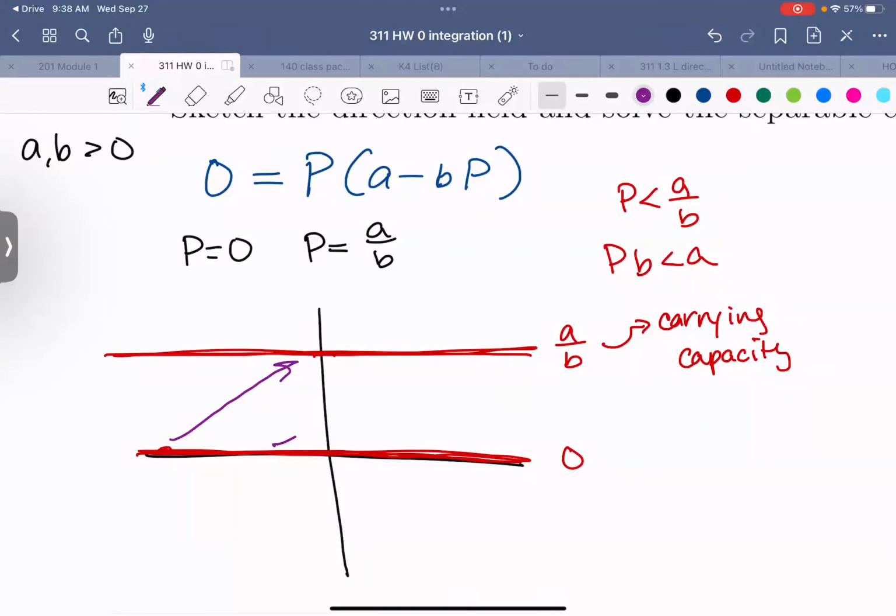So we get something that looks like this. They end up with a little bit of curvature to them. So you're going to approach that carrying capacity. So as long as your population starts below your carrying capacity, it will increase and find that carrying capacity, and then it won't go past that.